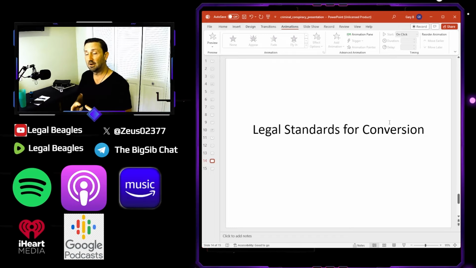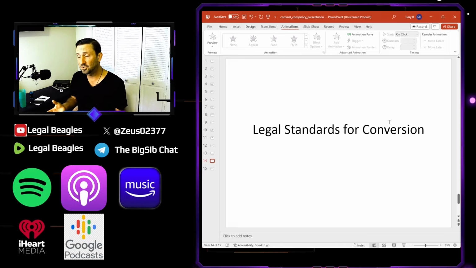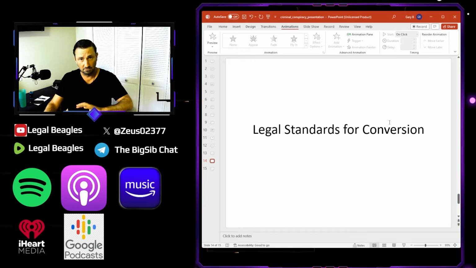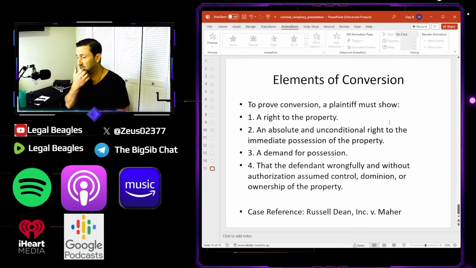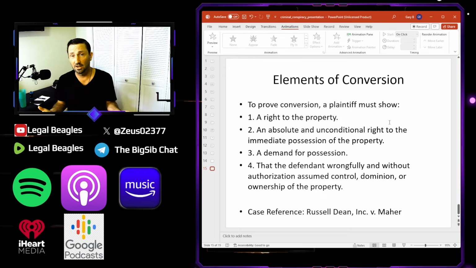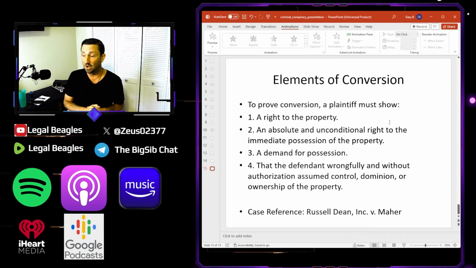So moving on to our last cause of action, which is conversion. It's the taking of an automobile, taking property without due process is what this is about. Elements of conversion. To prove conversion, a plaintiff must show 1, a right to the property. So you must have a deed or ownership. Usually possession is 9/10 of the law in this particular case. Number 2, an absolute and unconditional right to the immediate possession of the property. So that, like I said, title, deed, possession, these types of things.